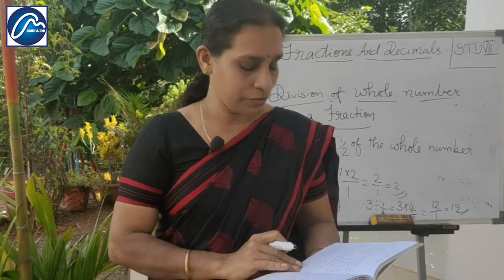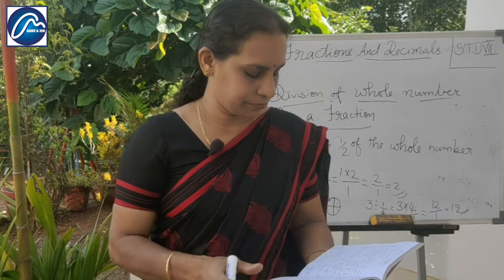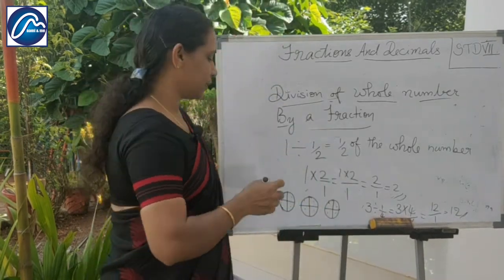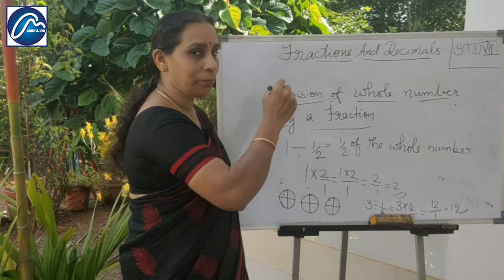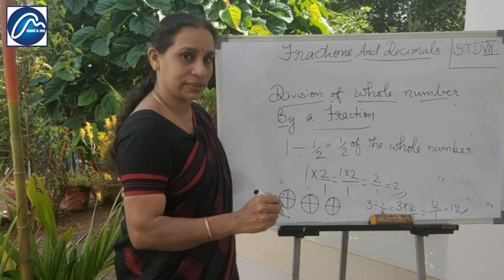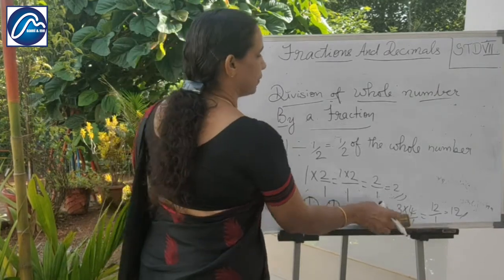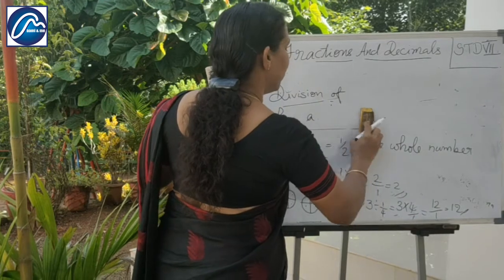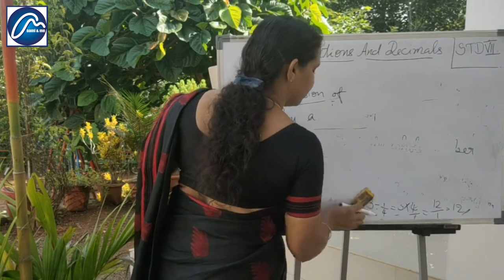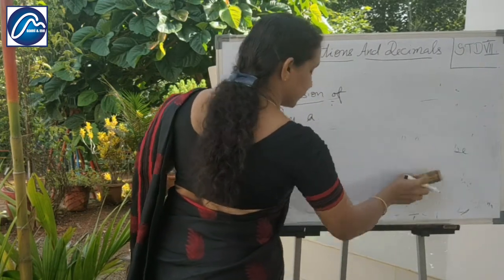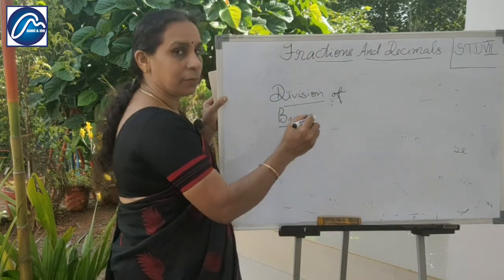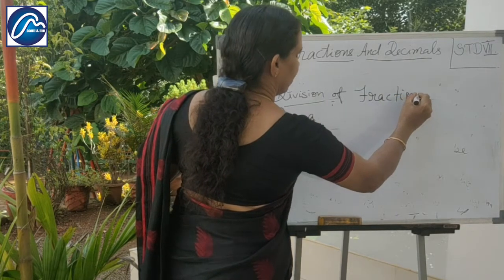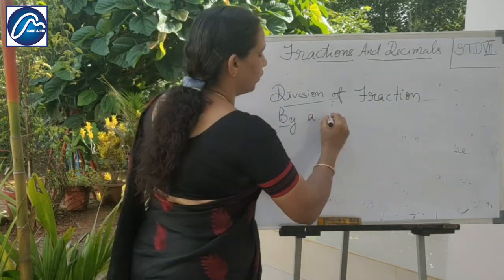Division of a fraction by a whole number. ഒരു ഫ്രാക്ഷനെ ഹോൾ നമ്പർ കൊണ്ട് ഡിവൈഡ് ചെയ്യണമെങ്കിൽ, ഇപ്പോൾ നമ്മൾ തിരിച്ചാണ് ചെയ്യുന്നത്. We have divided a whole number by a fraction. Now, the other way round, division of a fraction by a whole number.